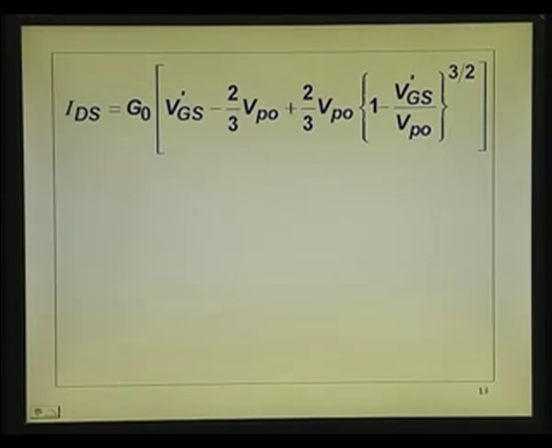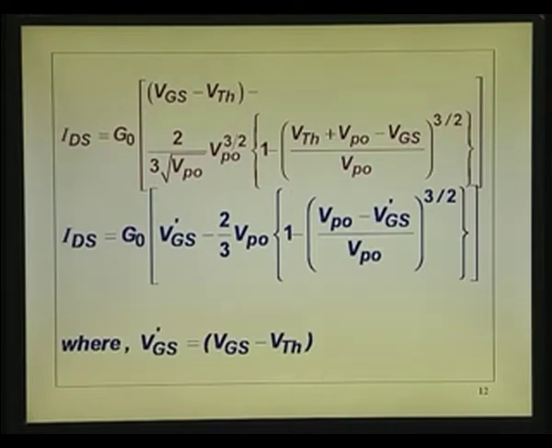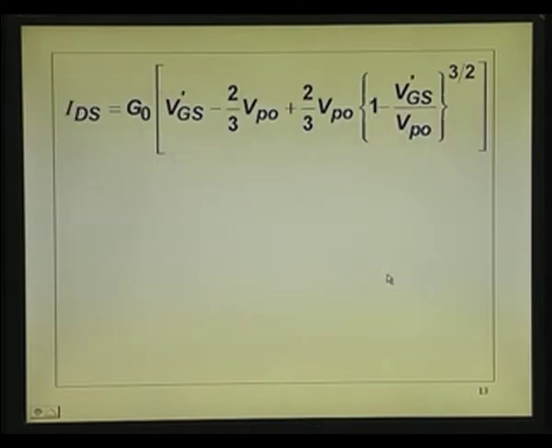See, once more you have a look at it. This is pulled out, I will have 2/3 of V_P0 into this quantity. So that I am taking inside: 2/3 of V_P0 into 1 minus V_GS dash by that. I am pulling out that V_P0 from that side. So now this equation looks more bearable.